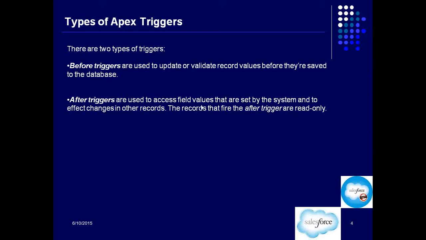Okay. And one small thing here, the record that fires the after trigger is read only. So the record which just got created, in that after trigger, you cannot make changes in that record. You can take the value from that record, you can make changes somewhere else, in some other record, you can do something else, but you cannot change the same record on an after trigger. Right? So that is how it is.